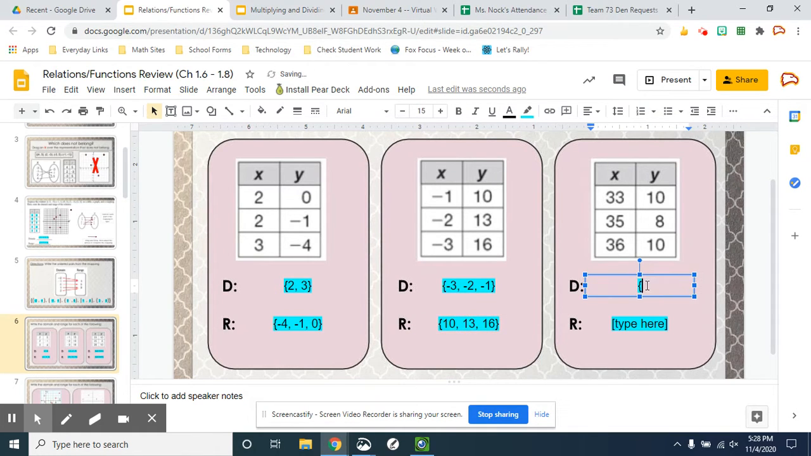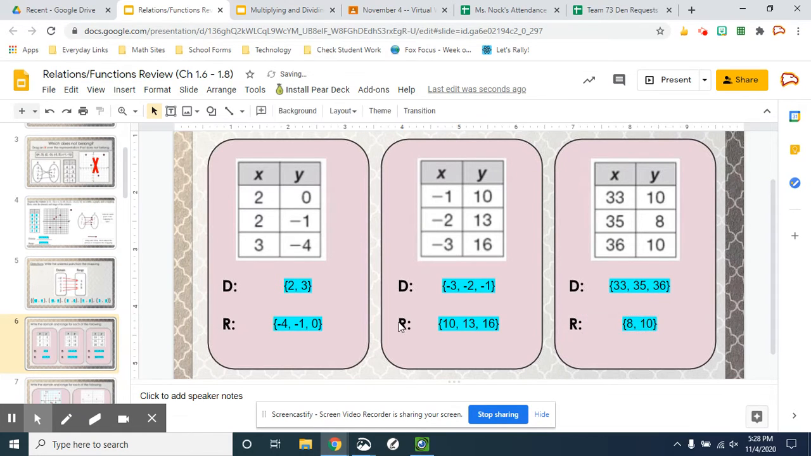All right, one more. Domain 33, 35, 36. That was easy. It was already in increasing order. And for our range, remember, no repeats. So 8, and then we only have to type 10 once.